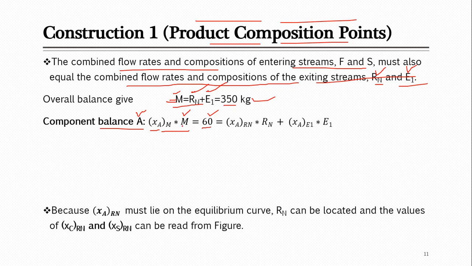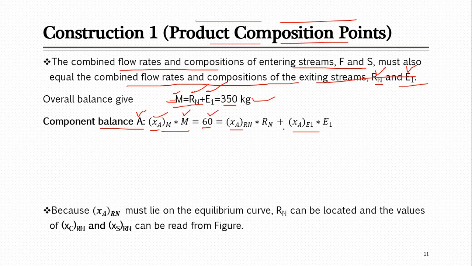Actually I didn't write it in two steps, I have written it in one step here. So you already know its value. If you don't recall, just go back to the slide. This XAM is the mass fraction of component A in the mixture that you have calculated, and you know the total amount of M is 350, so just apply that mass fraction to M and you will get this 60.